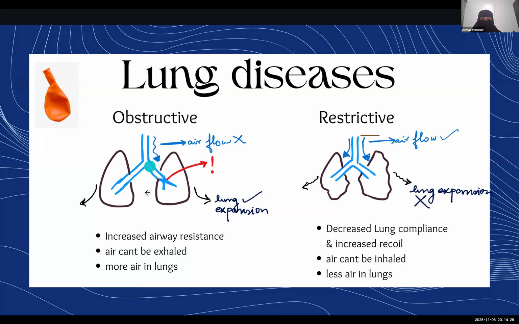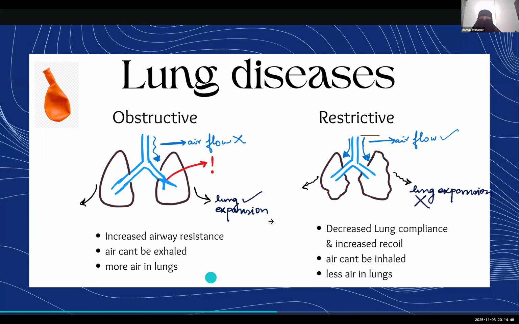Okay? So over here, what happens is when you're trying to exhale in the spirometry, air is not coming outside because the airway resistance is high. So the air cannot be exhaled. So more air is trapped inside the lungs. If you cannot exhale air, where is it going to go? It's going to stay in the lungs. So there's more air in the lungs. The second thing is the restrictive diseases.